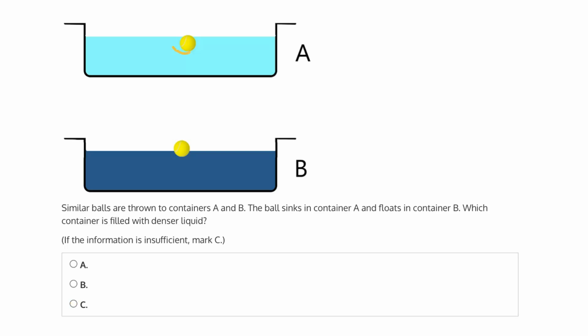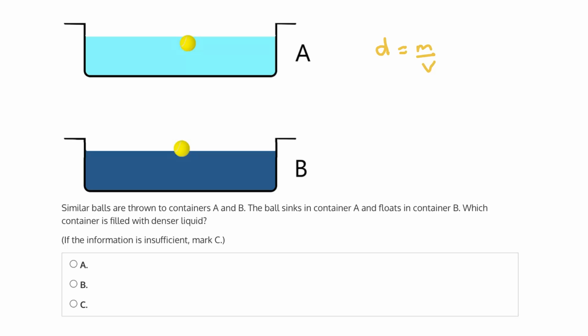So again, we can see that in A, the ball is sinking. It doesn't sink all the way to the bottom, but it is indeed sinking. In B, we see that the ball is floating. And whether or not an object sinks or floats in a liquid depends on the relative densities. And the density is the mass per unit volume.